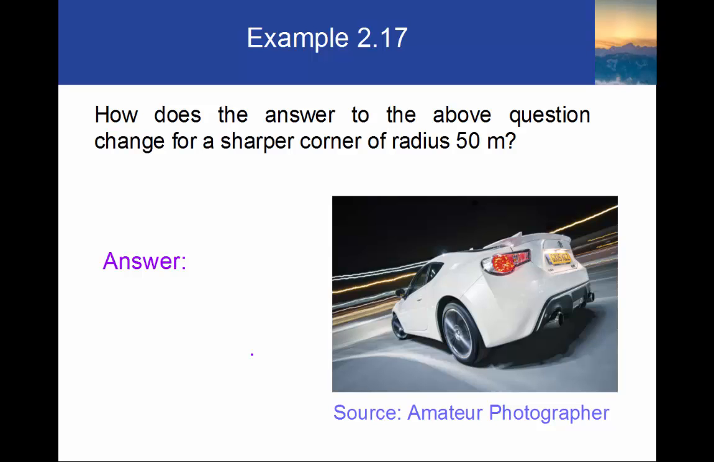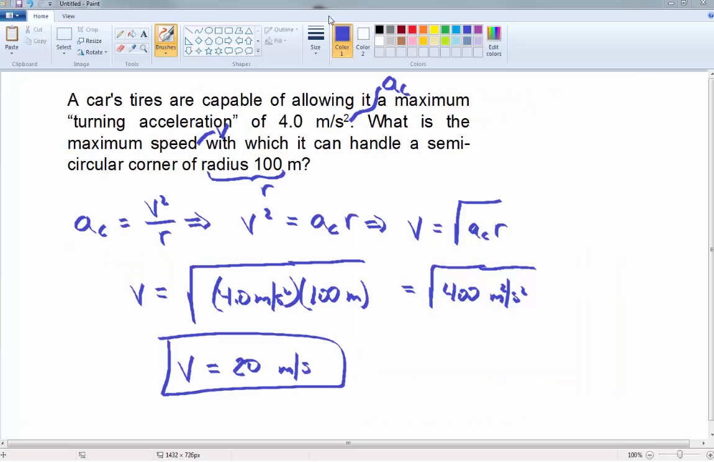All right, so maybe we call all of this A1. So if we want the new value, the old value was for R1. The new value, R2, is 50 meters. And so now we want to know, again, AC is 4 meters per second squared. What is the new speed?